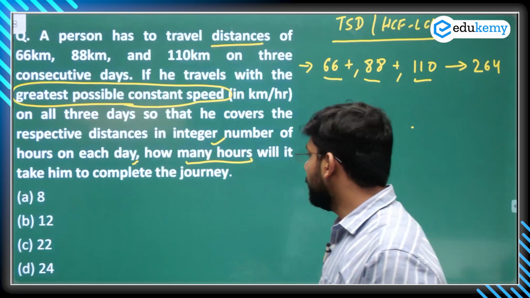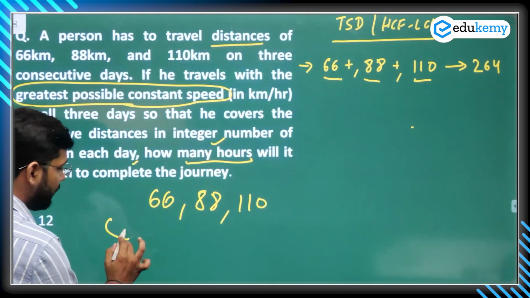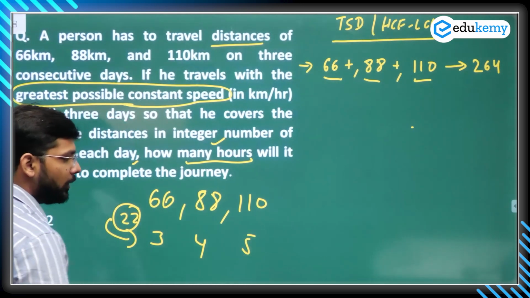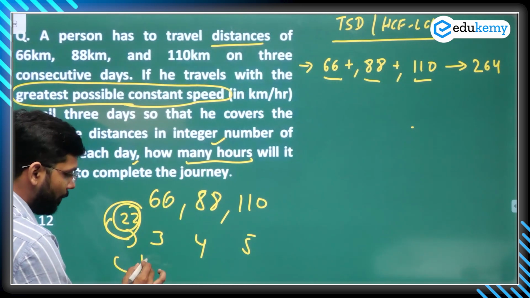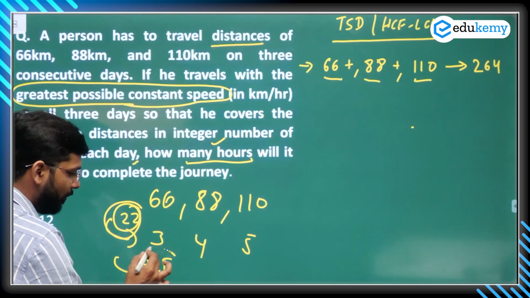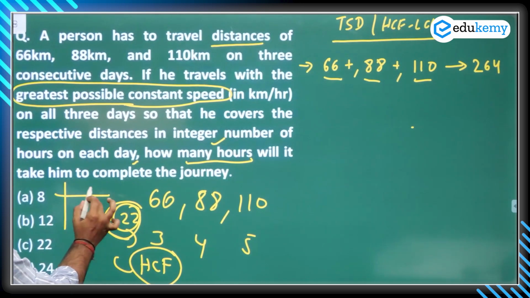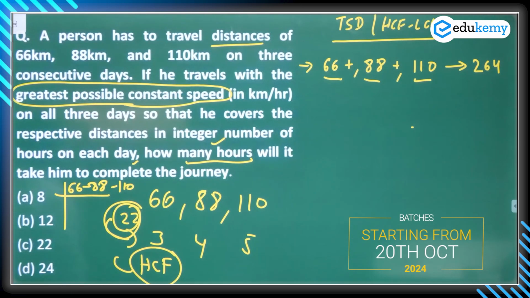Okay, so first let's find out the highest common factor. These are divisible by 22. 22 3s are 66, 22 4s are 88 and 22 5s are 110. So 22 is the highest common factor. तो आपको tables याद होना चाहिए, so you can easily find out which can be the highest common factor of these given numbers. So here 22 is the highest common factor.